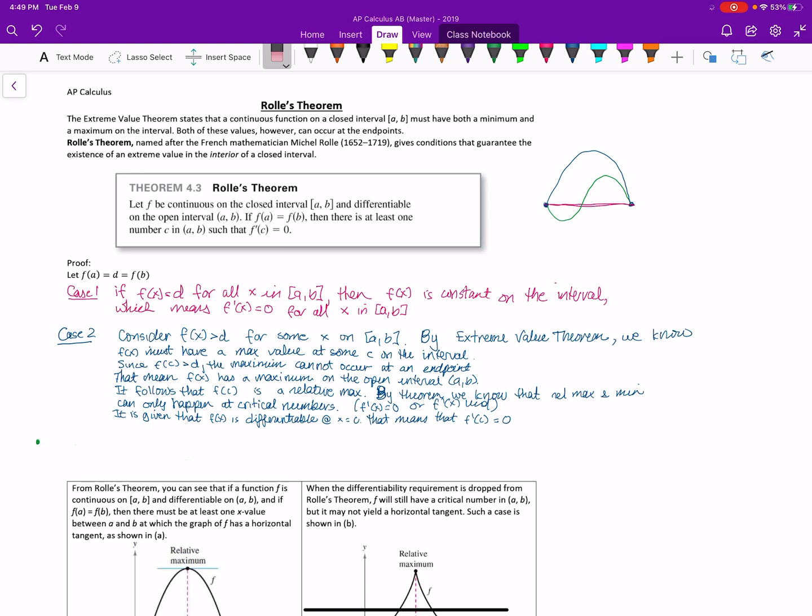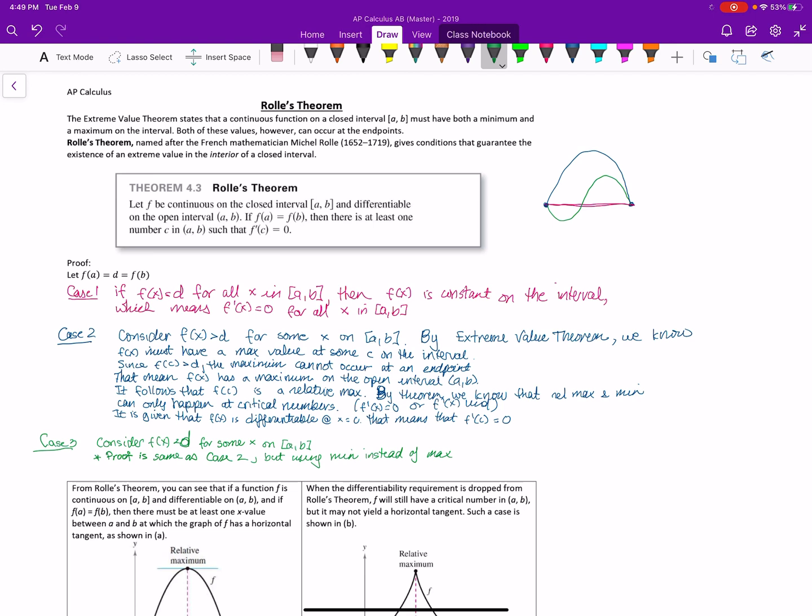Case number 3 is that if you happen to be below, consider f of x less than d here, like that, for some x values. The proof is exactly the same. The only thing is, instead of a maximum, we have a minimum that can't occur at the endpoints. And you know that there has to be at least one relative minimum, which is also going to be the global or the absolute minimum.